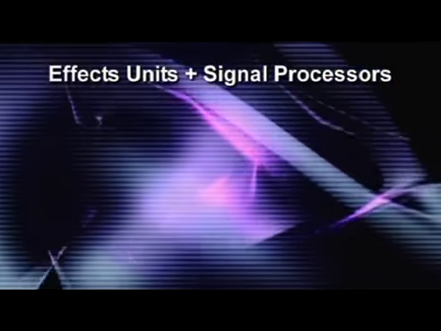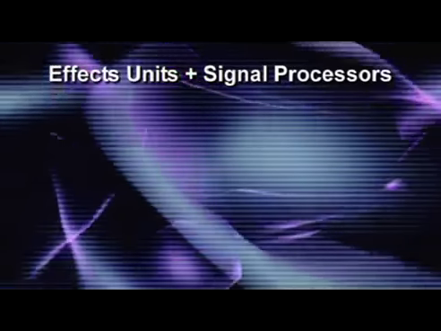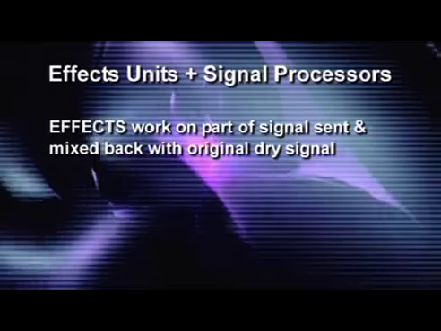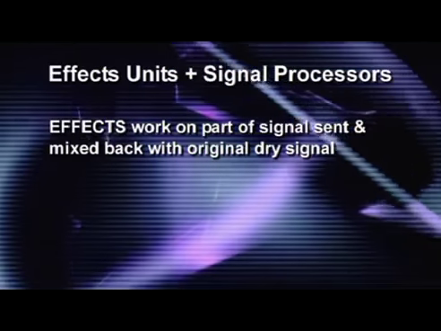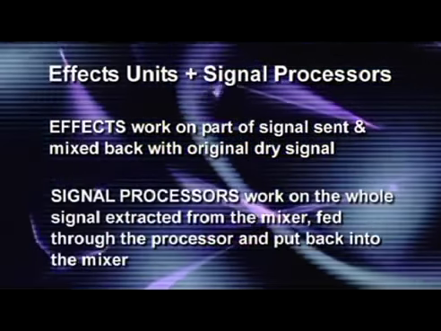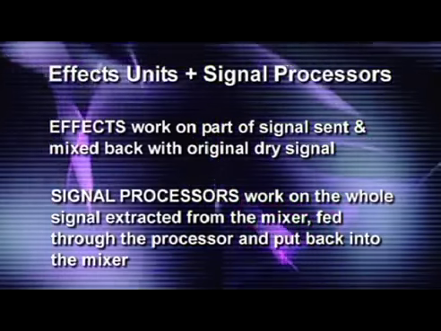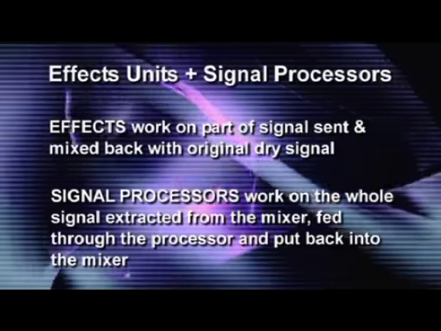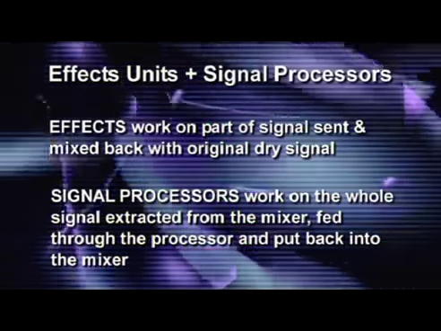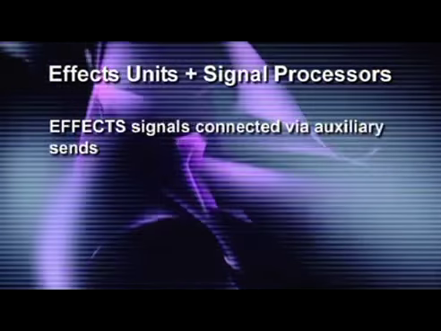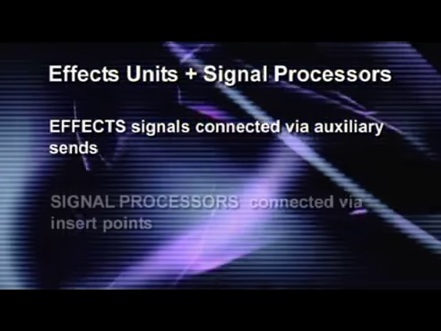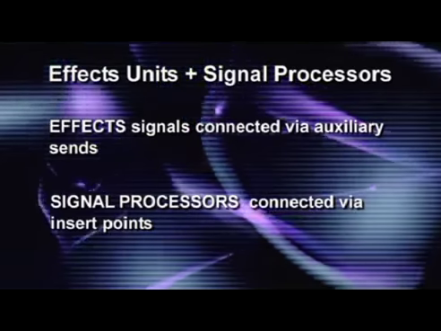Effects units and signal processors are really quite different things. Effects only work on the part of the signal that you send to them, which is then mixed back with the original dry signal. But signal processors work on the whole signal, so the whole signal has to be extracted from the mixer, fed through the processor, and then put back into the mixer. So the basic rule is, effects units are connected to the mixer via auxiliary sends, and signal processors are connected to insert points.